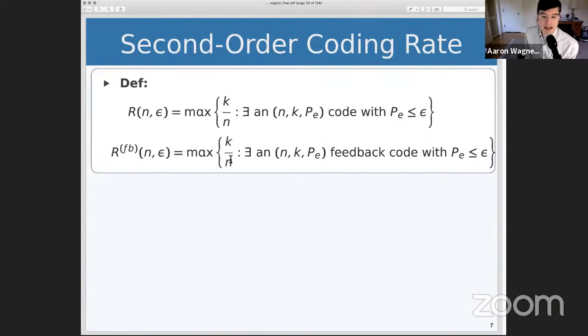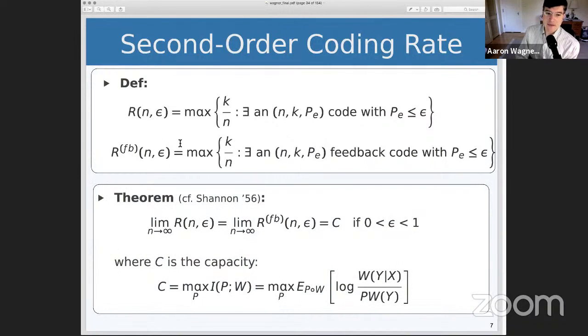Okay, so some notation. Given a block length n and an error probability epsilon, I can ask for the largest rate over all codes with this block length and this error probability. I can do that with and without feedback. Both of these quantities approach capacity as n tends to infinity for fixed epsilon. That's basically saying that feedback does not improve the capacity. That goes way back to Shannon in the 50s, Dobrushin also in the 50s. Of course, Shannon didn't state the result quite this way in '56, but same idea.